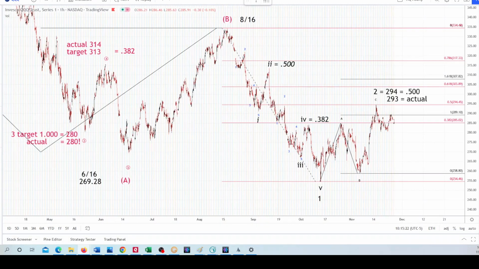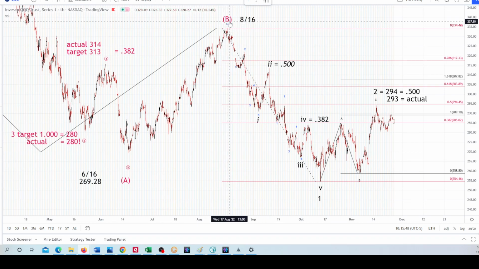Okay, I'd like to start with the Qs. Want to point out here how the NASDAQ and the Qs are moving in Fibonacci perfection all over the place. You can see this 3 target of 280 and an actual of 280. You can see this 4 target of 313 and an actual of 314. That was a direct hit on that date target of 816, and that was a perfect Fibonacci.